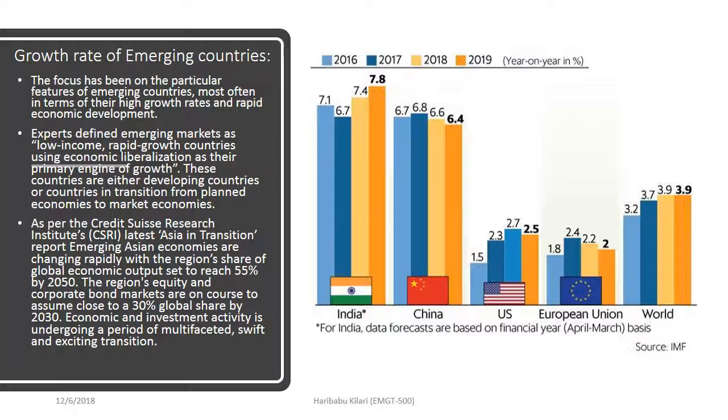Emerging Asian economies are changing rapidly. As per the Credit Suisse Research Institute's latest report, Asia in Transition, emerging Asian economies are changing rapidly, with the region's share of global economic output set to reach 55% by 2050. The region's equity and corporate bond markets are on course to assume 30% of global share by 2030. Economic and investment activity is undergoing a period of multifaceted, swift, and exciting transition.